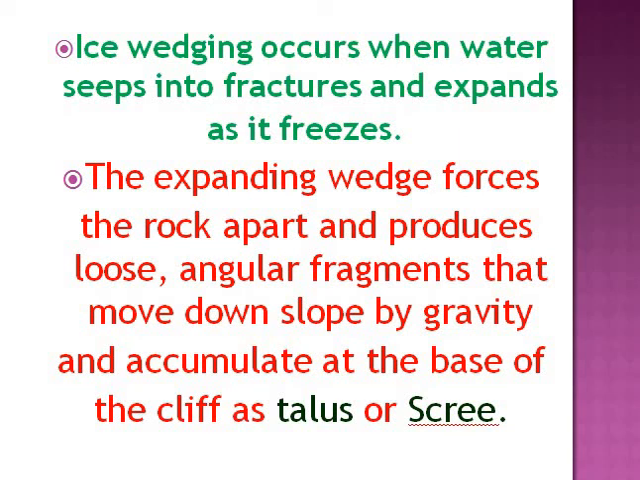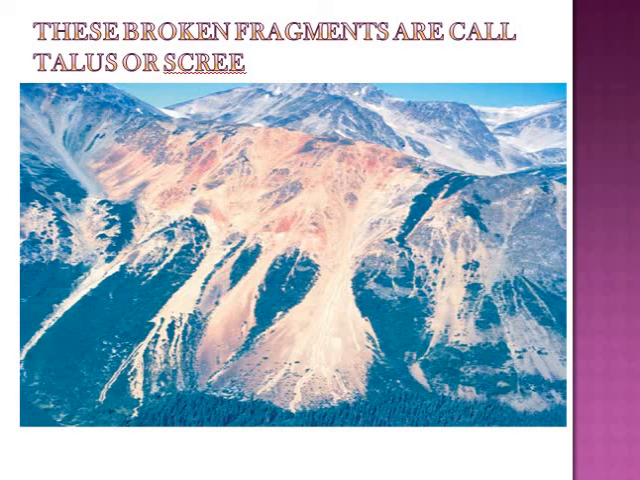Ice wedging occurs when water seeps into fractures and expands as it freezes. The expanding wedge forces the rock apart and produces loose, angular fragments that move downslope by gravity and accumulate at the base of the cliff as talus or scree. This is the picture of talus or scree. These broken fragments we call talus or scree.